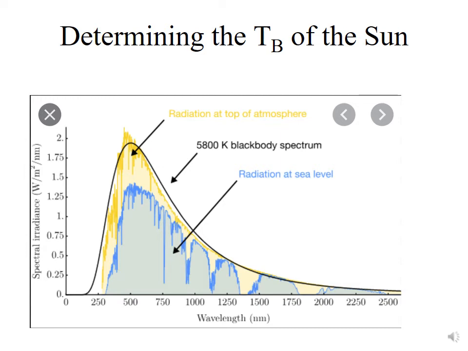So what we're actually saying there is that the brightness temperature of the sun is 5,800 Kelvin. It's because that gives us the blackbody spectrum that best matches the shape of the spectrum that we receive here at the top of the Earth's atmosphere.